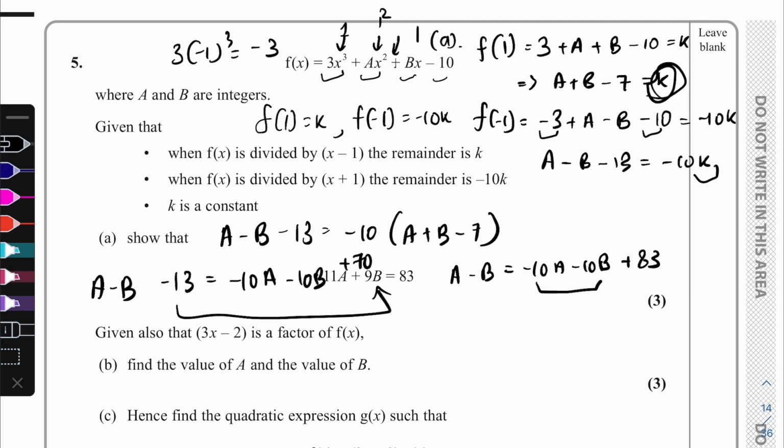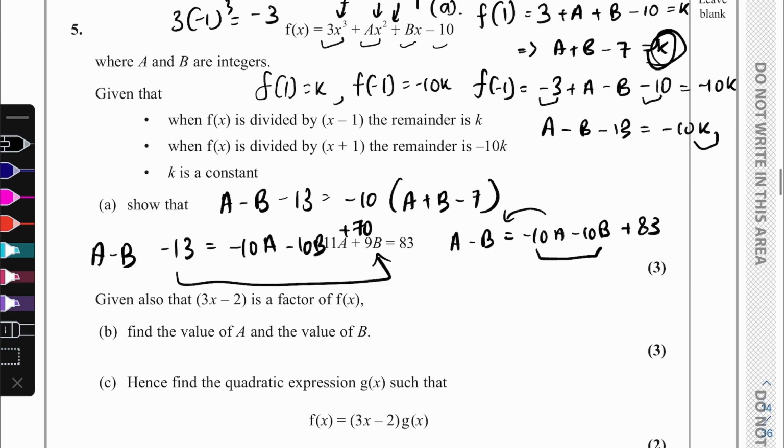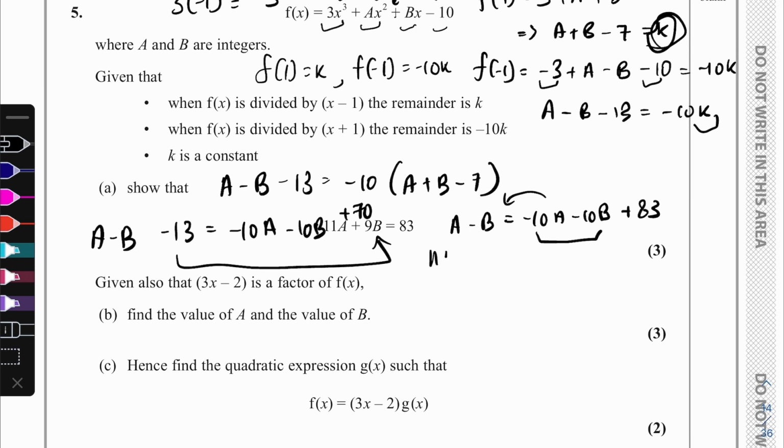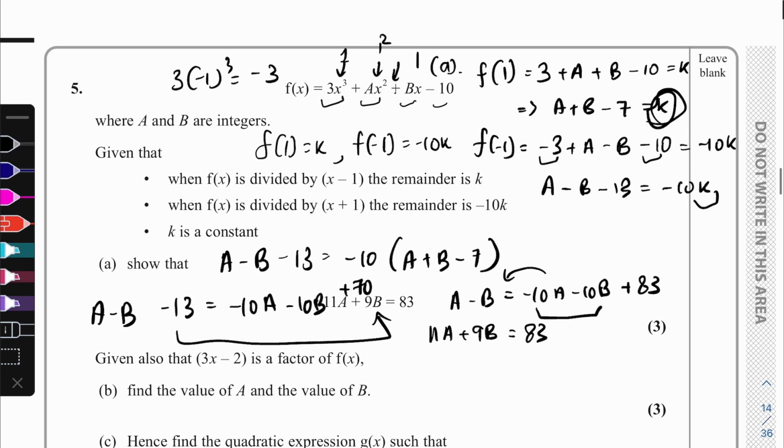And now we can move these two terms to this side. Then we get 11a, and 10 minus 1 is plus 9b, equals 83. So what are the marking points here? We get M1 for getting f of 1, relating it to k. M1 for using f of minus 1, that's our second term. And our last point is our proof, where we showed this part over here. That's our A1. All right, this is pretty straightforward.